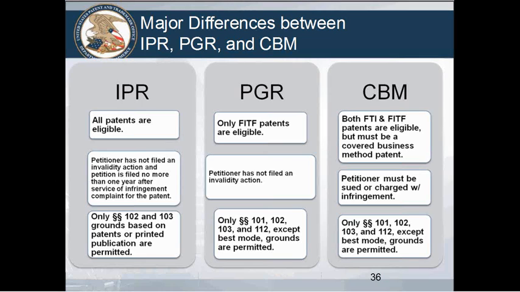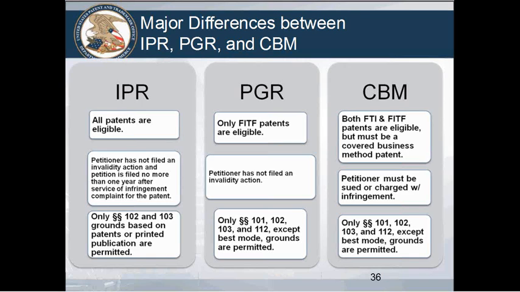Only those patents which are first to invent patents are eligible for PGR, so it's likely that it'll be some time before we actually start to see these PGRs. CBM applies to both first to file and first to invent patents, but only if the patent is a covered business method patent, and I'll talk more about what that means later on.